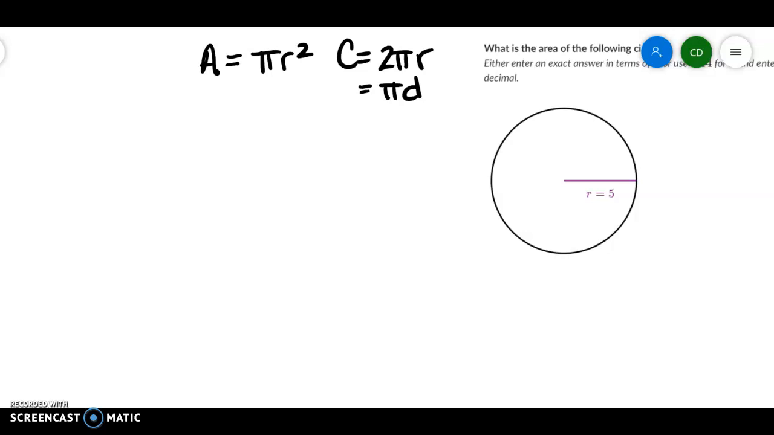Again, I noticed that some people were struggling with the area of a circle, and so I just wanted to do a quick video to see if it would help you guys.